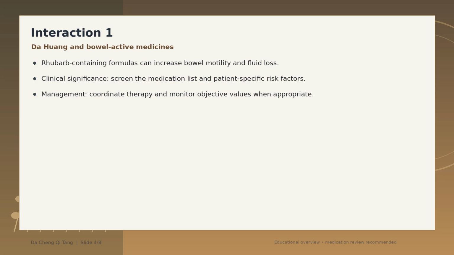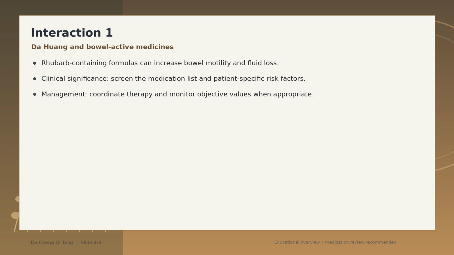The first interaction focuses on Da Huang and bowel-active medicines. Rhubarb-containing formulas can increase bowel motility and fluid loss. Combining them with stimulant laxatives, bowel prep agents, or medicines that already cause diarrhea can increase dehydration and electrolyte disturbance. Rapid intestinal transit can also change absorption of oral drugs.